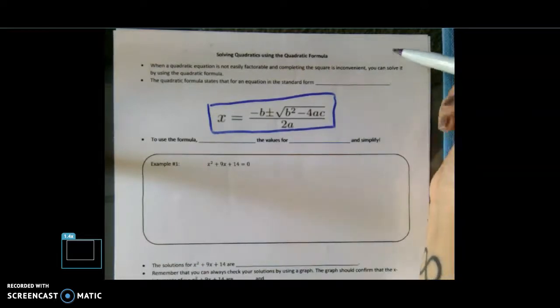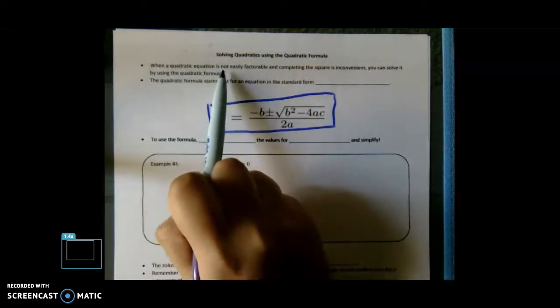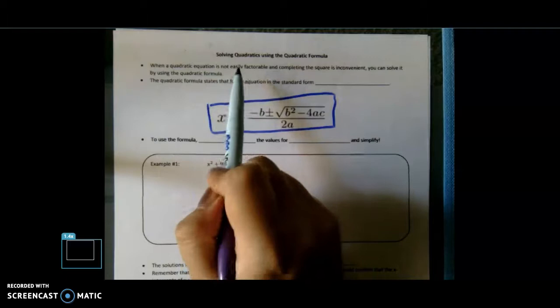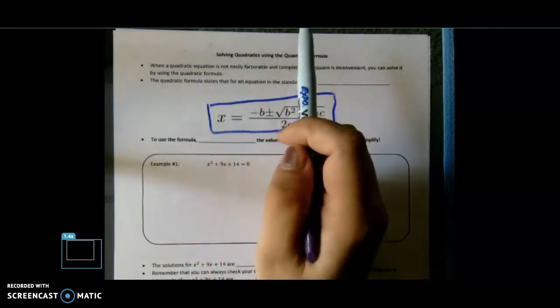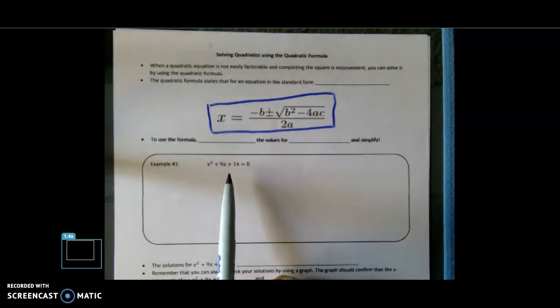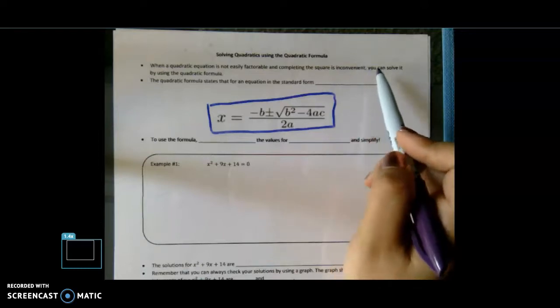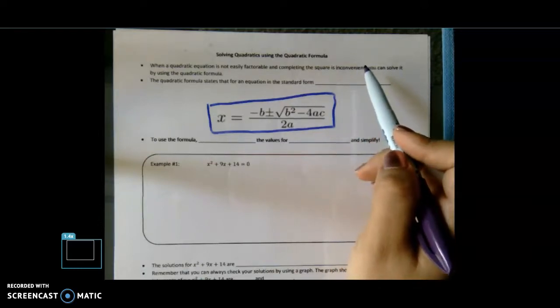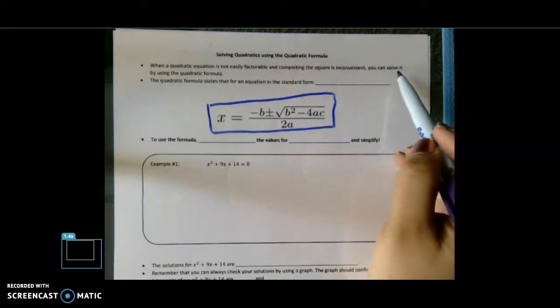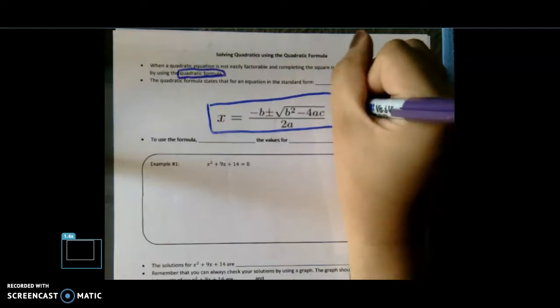So I want to go over these bullet points here because these are our key points. When a quadratic function is not easily factorable, so when it's not easy to factor, and completing the square is inconvenient, meaning it's not an easy method, you can solve it by using the quadratic formula. Okay, the quadratic formula is this.